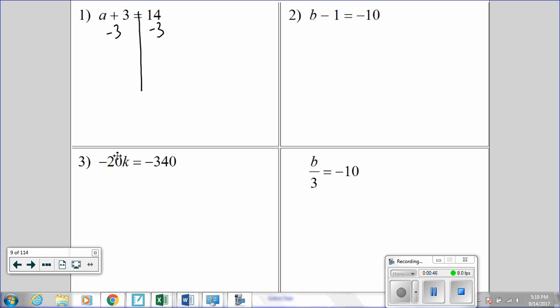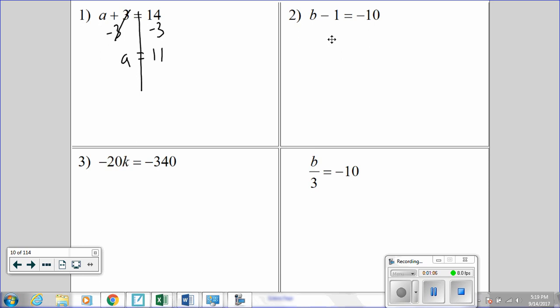Once you do that, you'll have 14 minus 3, and that's going to give you 11. And again, the 3's will cancel out here or add to equal 0. So that'll be a is equal to 11. Simple one-step equation. Now over here on number 2, we've got b minus 1.